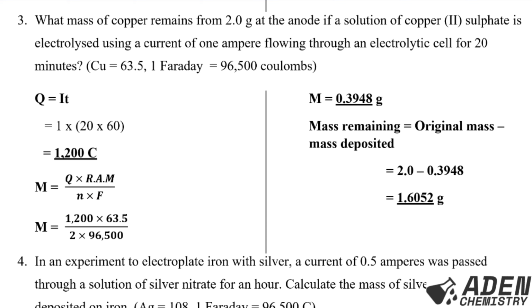So remember here we are told what mass of copper remains from 2.0 gram at the anode. So that means mass remaining will be equal to the original mass given minus mass deposited. That is the mass that we have gotten now in calculation. So 2.0, which is the original mass, minus the mass deposited, which is 0.3948, what we are going to get will be 1.6052 gram. So this will be the mass of copper that remains from 2.0 gram at the anode.